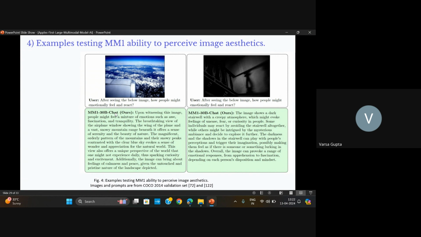In the second scenario, we see a dark staircase image, and the user asks, after seeing the below image, how might people emotionally feel and react? The model responds that the image shows a dark staircase with a creepy atmosphere which might evoke feelings of unease, fear, or curiosity in people. Some individuals may react by avoiding the stairwell altogether. So MM1 is perfectly able to perceive the image aesthetic when provided with a user text prompt.